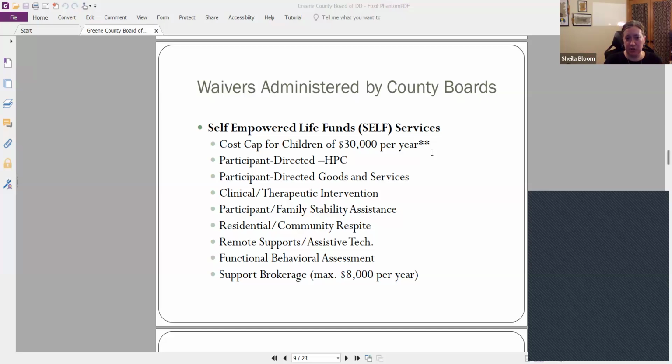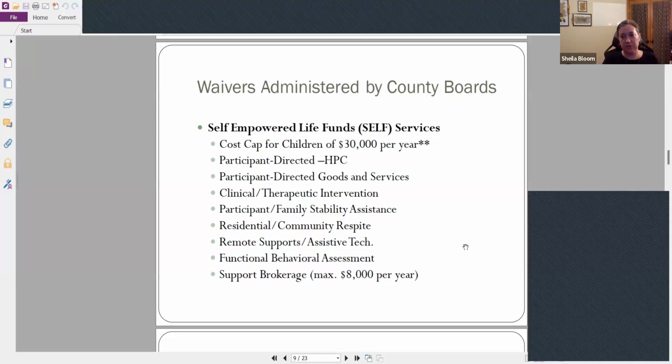And that usually will go hand in hand with a functional behavioral assessment. A functional behavioral assessment can be completed once a year, and then this will help direct how those clinical therapeutic intervention services are delivered.